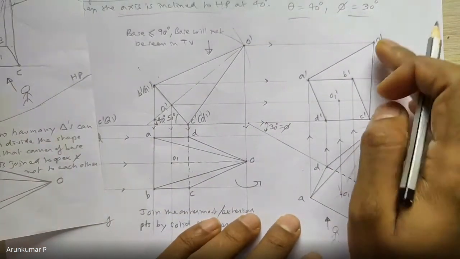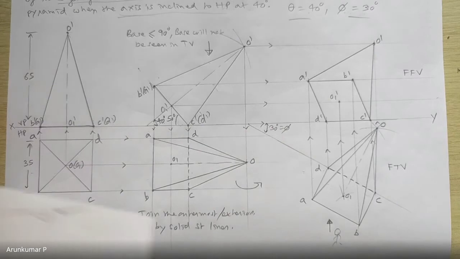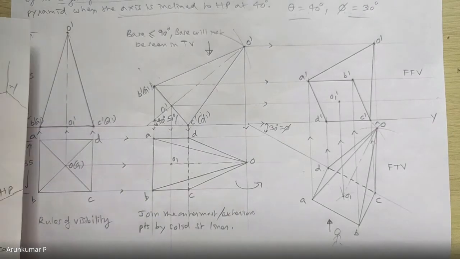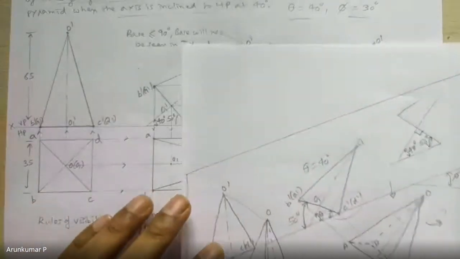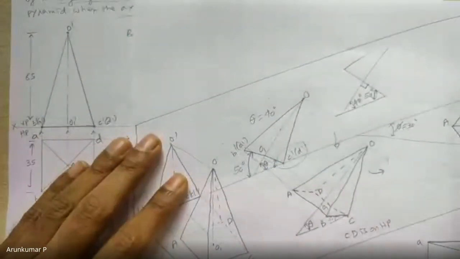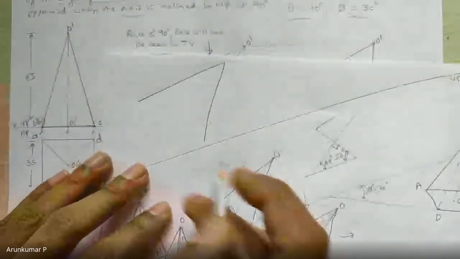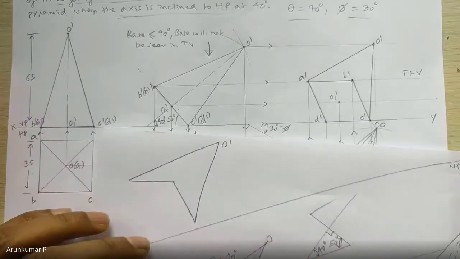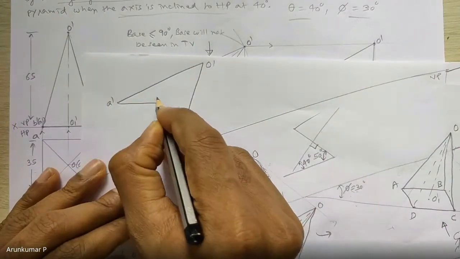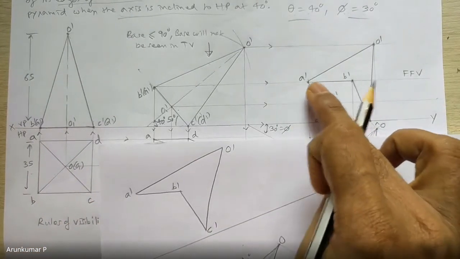So the odd shape is now this shape. Shall I draw it separately? That would be better. Okay. Yeah, you can draw it here. So this shape, I'm going to draw it here for your understanding. This is O dash, A dash, B dash, C dash. A dash, B dash, C dash. This is the shape. Please observe, this is the shape.